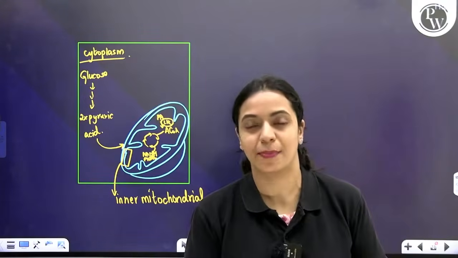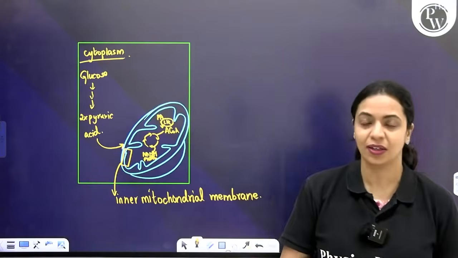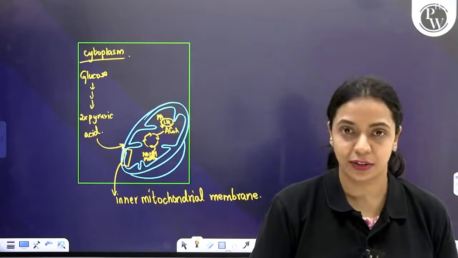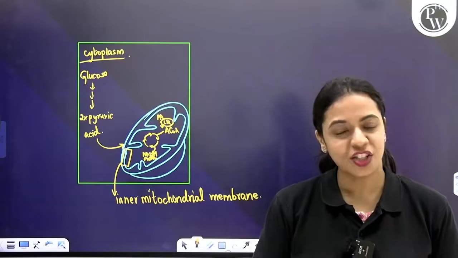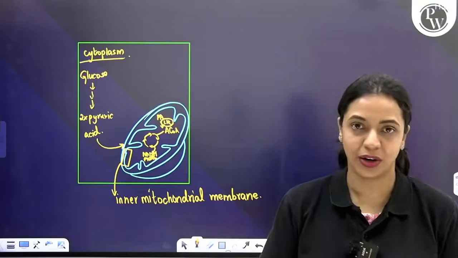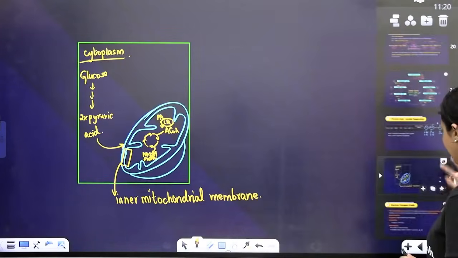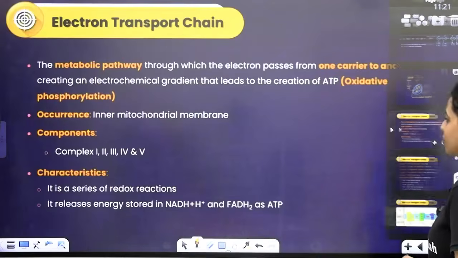And similar to how ATP got synthesized during the light reaction in photosynthesis by the chemiosmotic hypothesis, something very similar happens over here as well. That is called oxidative phosphorylation. So by a process of oxidative phosphorylation, NADH and FADH2 will produce ATP inside the mitochondria. Alright, so what exactly happens here? We will understand. That is called the electron transport chain.